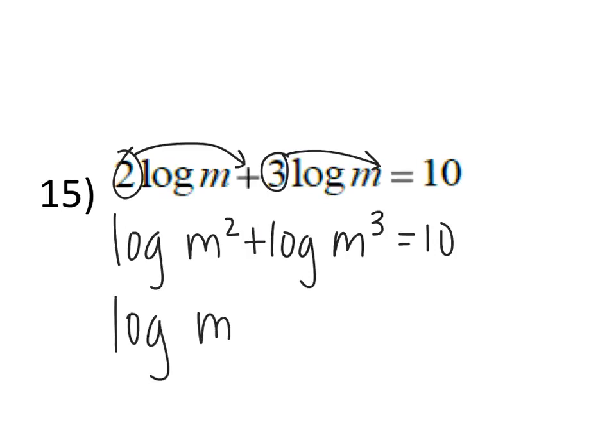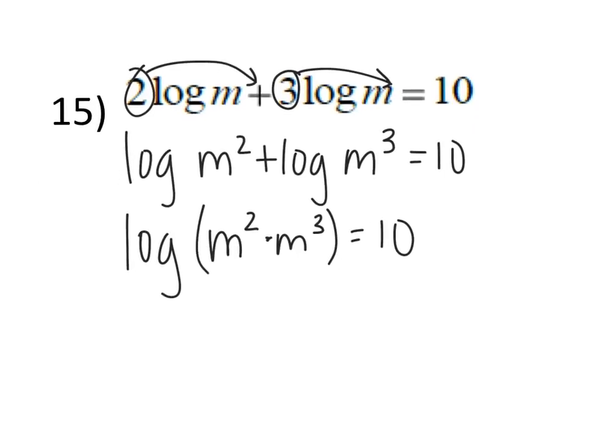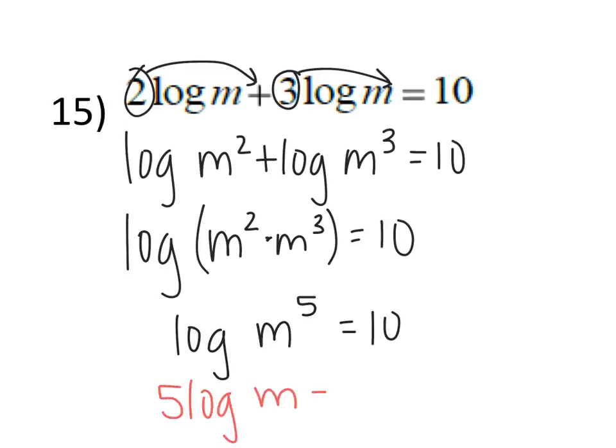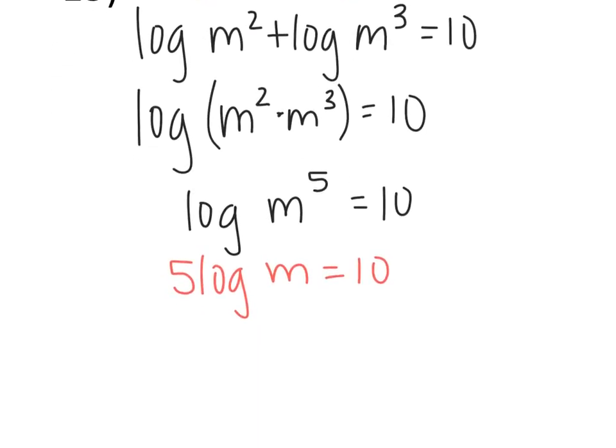Okay, now think about this. When I'm multiplying, m squared times m to the third, what do I do with my exponents? I add them. So I still either way end up with the 5. And then that 5 can move back down front. And it's just easier to move that 5 down front because how do you get rid of that 5? You divide by 5.